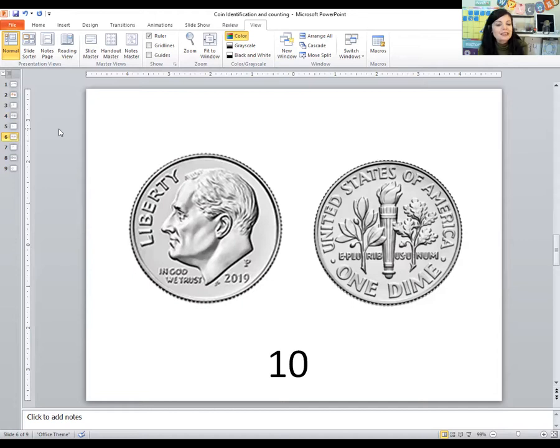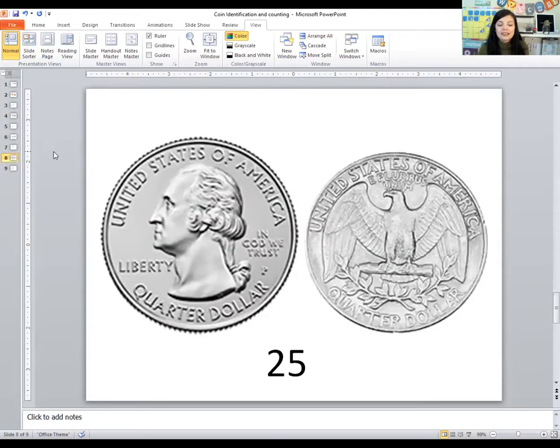Look at the picture on the dime. It shows a past president with short hair and he's looking to the side. The back of the dime has a torch with a flame and some plants. This is a dime and it's worth 10 cents. Finally, look at this one very carefully so you can remember. This one shows a past president and he's looking to the side and he has a ponytail. The back has a bird. This is a quarter. Quarter starts with a Q. A quarter is worth 25 cents.